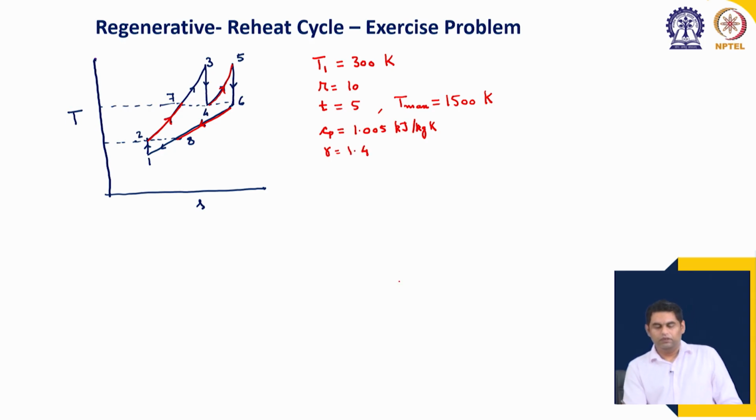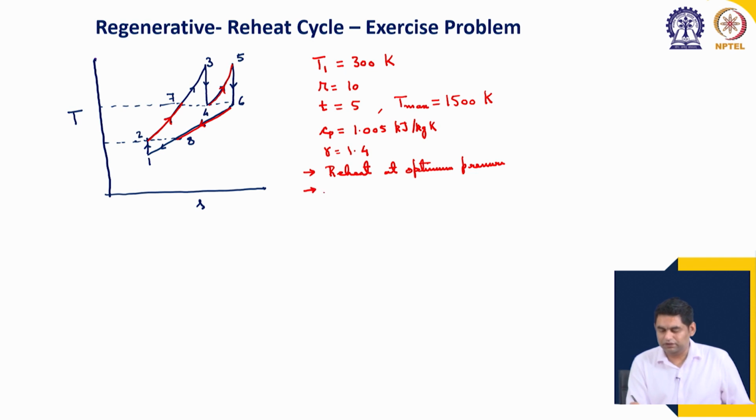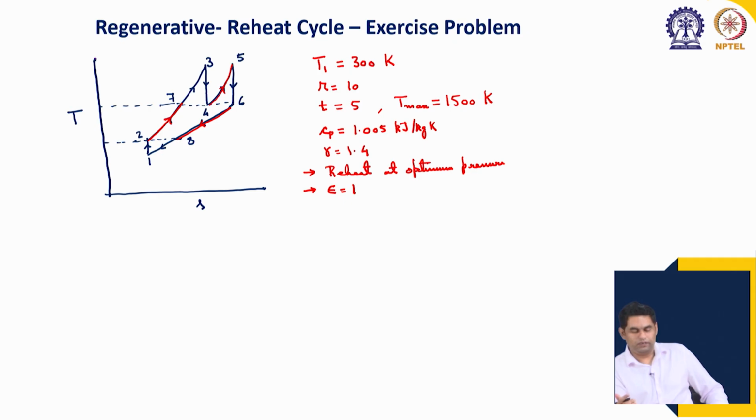Now, the additional constraints that we are going to impose are that, similar to the reheat cycle, the reheating occurs at optimum pressure. So, reheat at optimum pressure, exactly same as the previous problem, and regenerator effectiveness is 100%, that is also similar to the previous problem for regenerator.